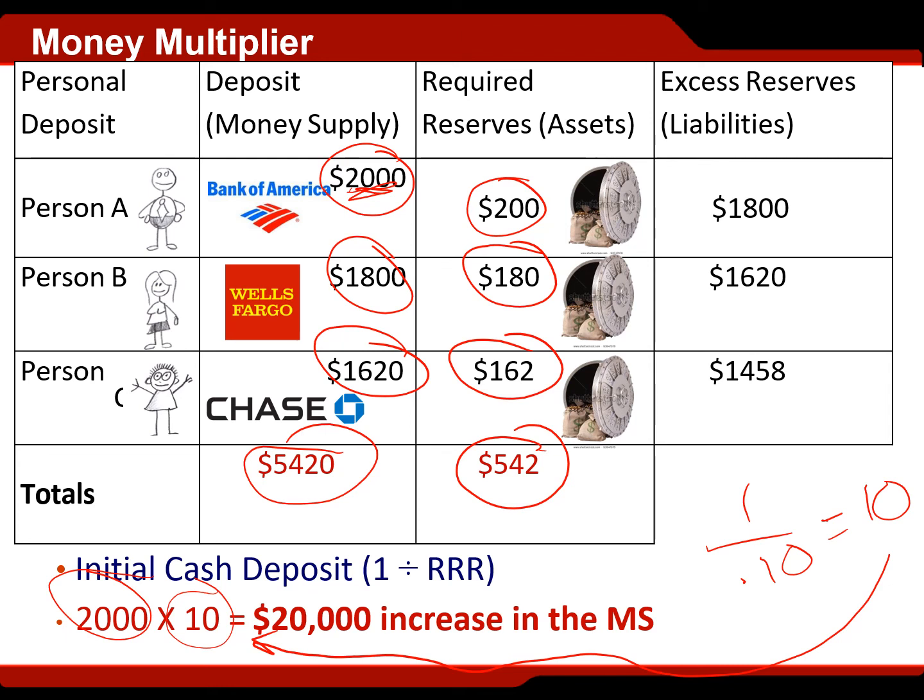So in other words, if you were to keep adding all this stuff up all the way down, by the time you got to the end of the chain reaction, you would end up with 20,000. Okay, 2,000 of that is because of the initial cash deposit. Another 18,000 is because of all the bank lending that happened as a ripple effect from that initial $2,000 cash deposit.